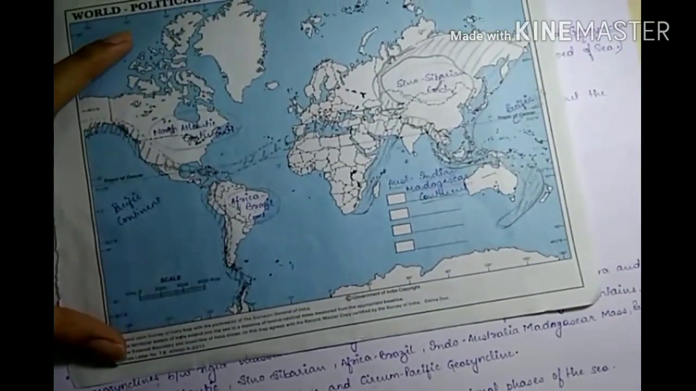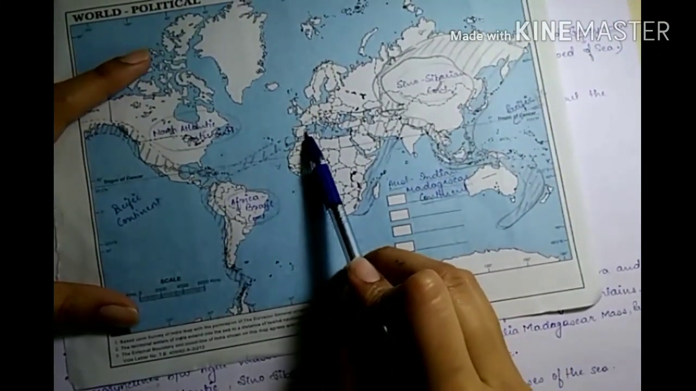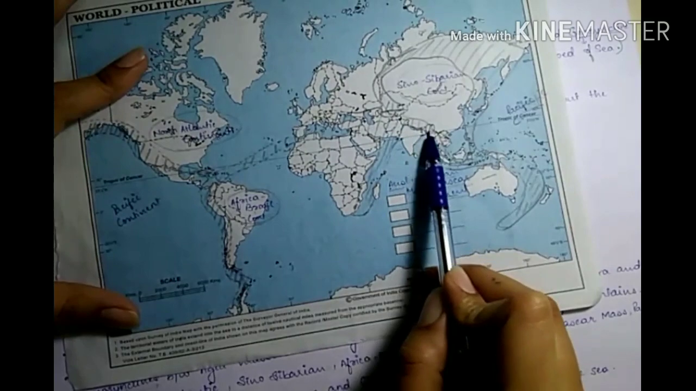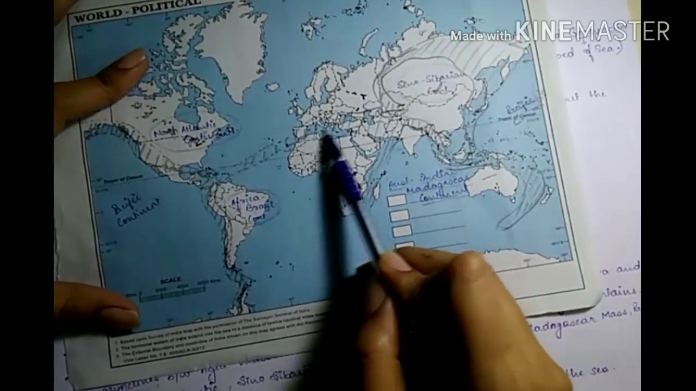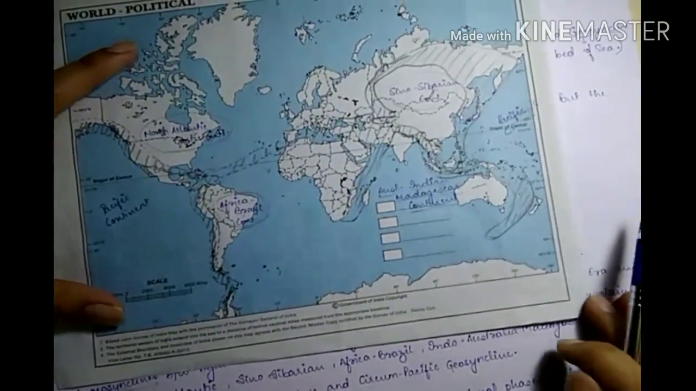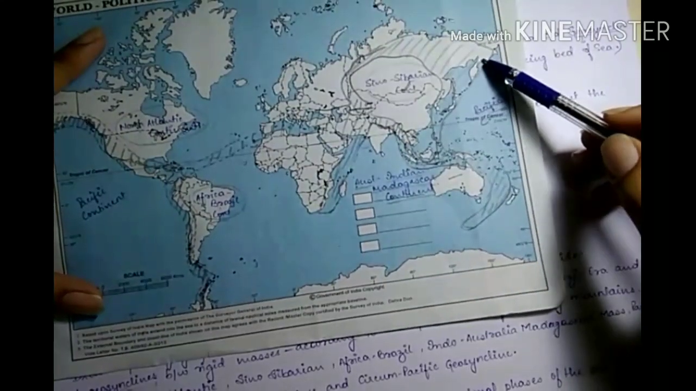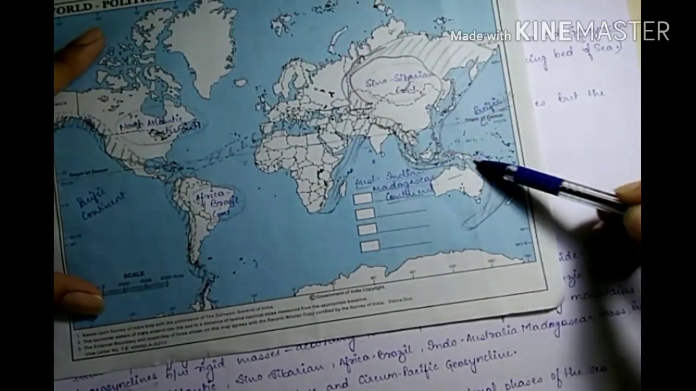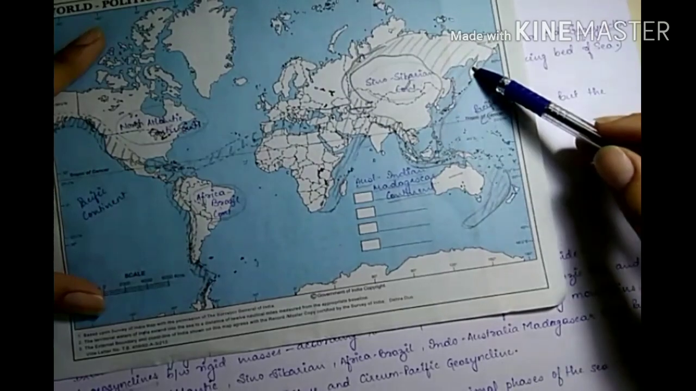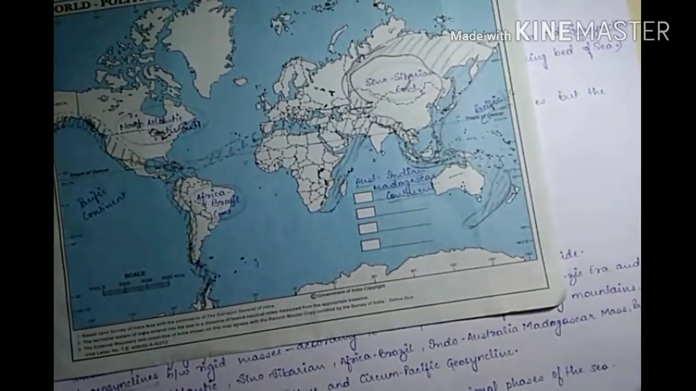Then is Tethys geosyncline. Tethys geosyncline extends from here till here. This whole is Tethys geosyncline. And Circum-Pacific geosyncline. This is Circum-Pacific geosyncline.